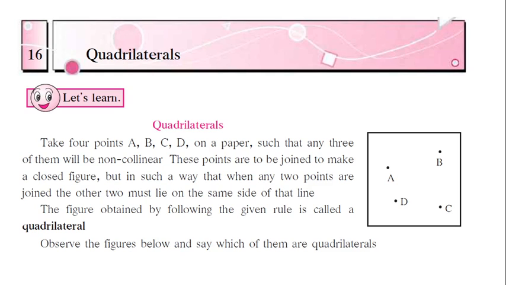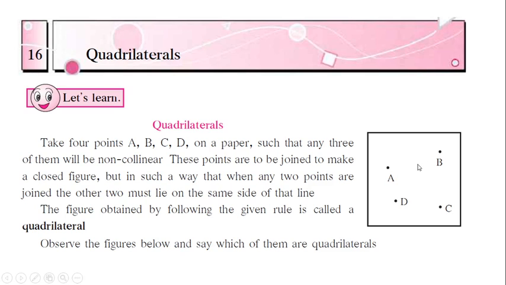Take 4 points A, B, C, D on a paper such that any 3 of them are non-collinear. These points are to be joined to make a closed figure, but in such a way that when any 2 points are joined, the other 2 must lie on the same side of that line. The figure obtained by following the given rules is called a quadrilateral.